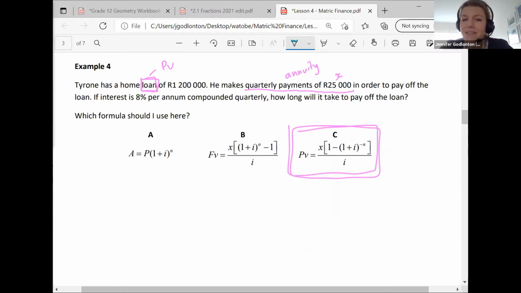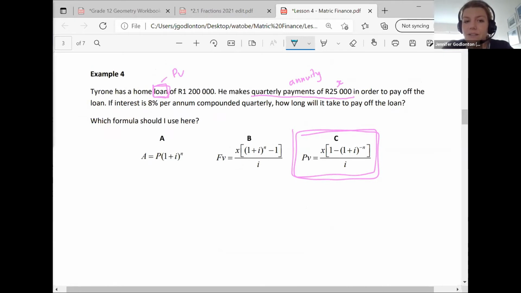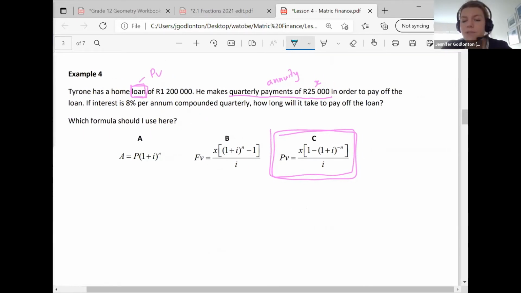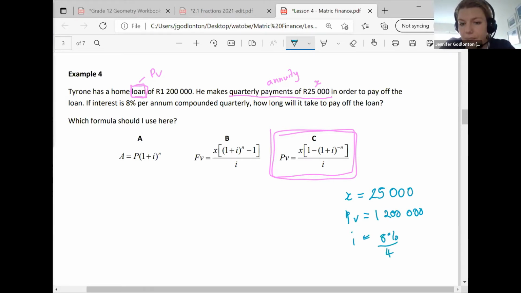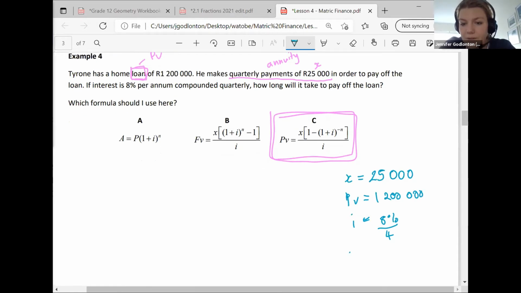I'm going to start writing things on the right-hand side. Just if you're working through this, just double check that you've got things where they need to be, just in case. So X value, 25,000. Our present value is 1.2 million. Our interest is 8% compounded quarterly. And our N value, we don't know.